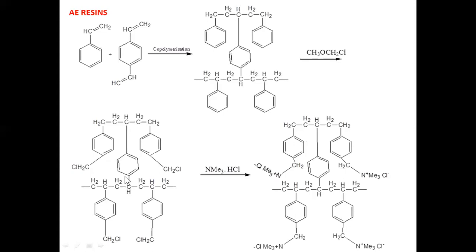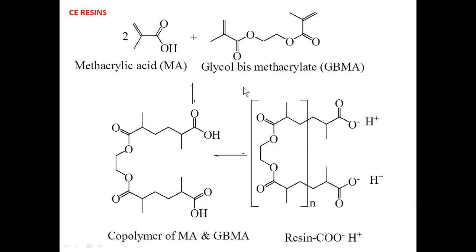Chloromethylation takes place. Once chloromethylation is over, the chloromethylated copolymer is treated with trimethylamine hydrochloride. Upon treatment of this chloromethylated copolymer with trimethylamine hydrochloride, you get an anion exchange resin, with chloride ion as a free species available for the exchange process. So this is the anion exchange resin.